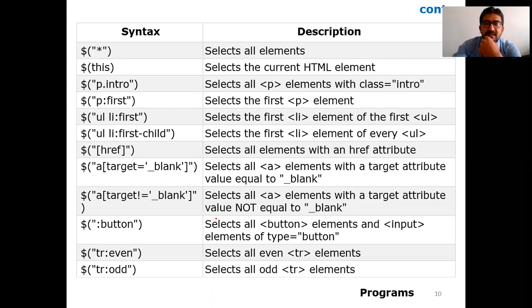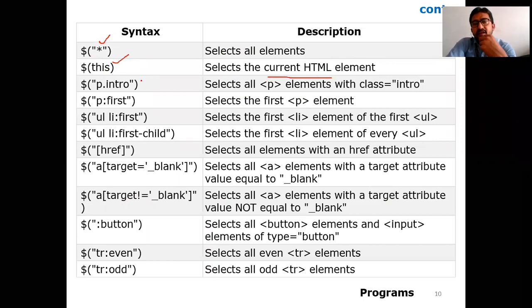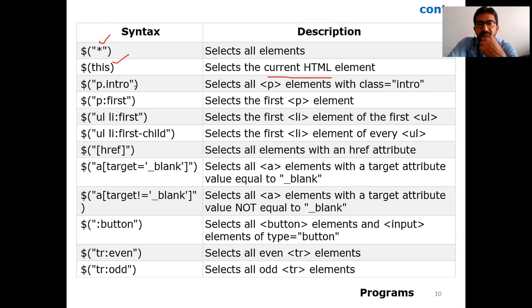We have star: when you want to access all the elements in the HTML, we can use star. Then this, meaning the current HTML element, whichever element you are currently on, pointing to itself. This reference we have already studied in Java. Like p dot intro: p dot intro means a paragraph where the class name equals intro.